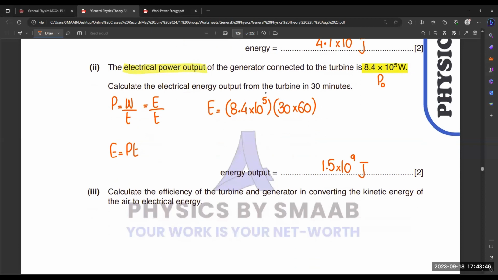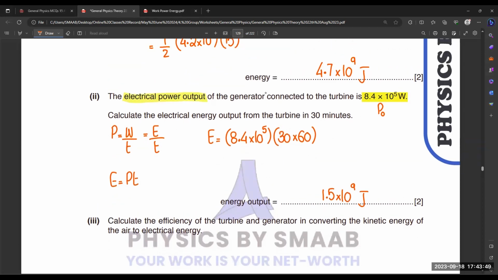Wait, sir. If E is equal to PT, shouldn't the formula be PT over T? Power times time over time. Basically, power is equal to work done over time, or energy over time, right? Because we are using the same units for work done and energy. So basically power is equal to E over T. So we just cross multiply T on the... Oh, you're trying to find the energy. Yes, we have to find the energy. Okay, my bad. Yes.